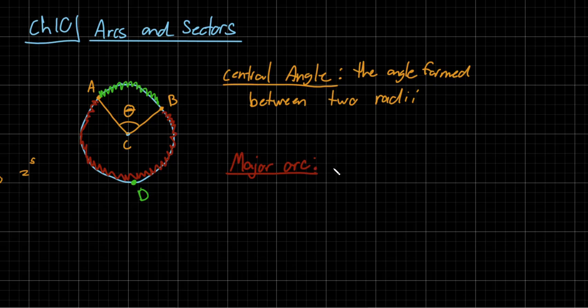Which is denoted as, in our case, A, D, B. And instead of putting a line, because we're not talking about a line, we're talking about an arc, I'm going to draw my arc above it. Not a straight line anymore. A major arc is larger than a semicircle.